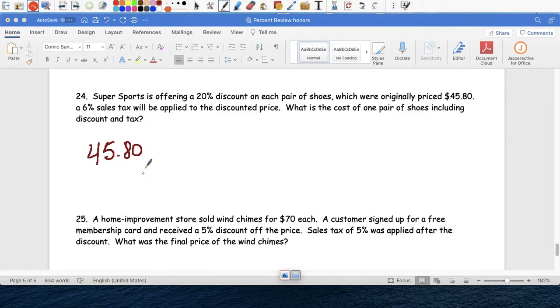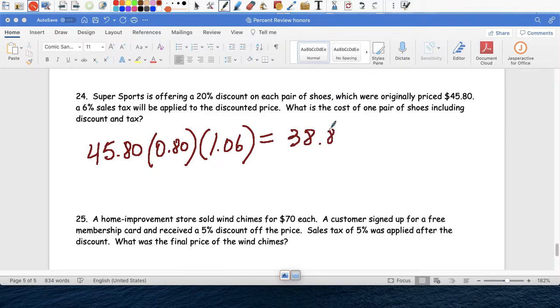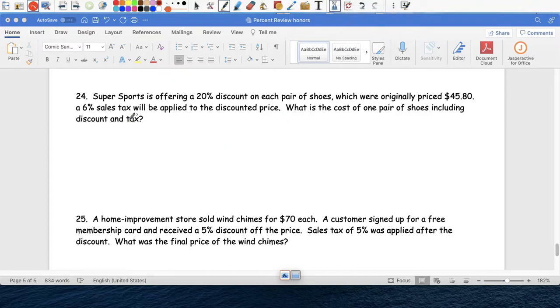So, $45.80 after a discount of 20%, that means I have to pay for 80% of the shoes. And then after that, I have to apply taxes, and the tax is going to be 1.06. So 45.80 times 0.8 times 1.06, and our final price was $38.84. I'll do this with the bar model, but if you can do it this way, perfect.